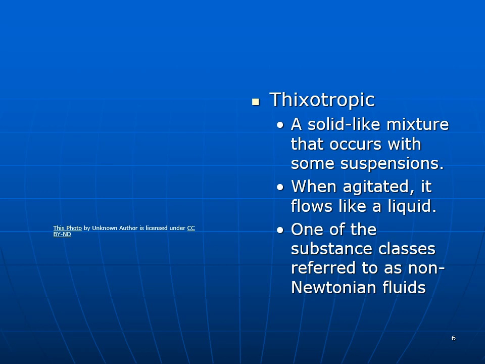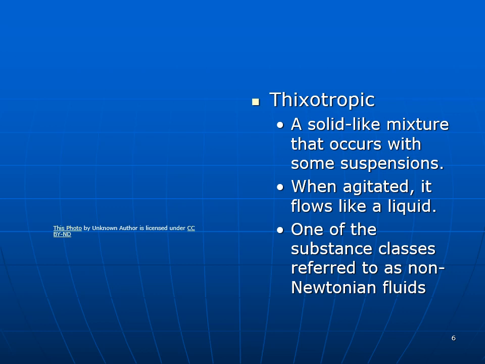Next, we have our thixotropic mixtures. Now, when you think of something like toothpaste, you may be thinking, well, it's almost gelatinous, but when I put it on the toothbrush, it acts kind of like a solid. And then when I brush my teeth, it almost acts like a liquid. And so this is in the class of substances that we refer to as non-Newtonian fluids.